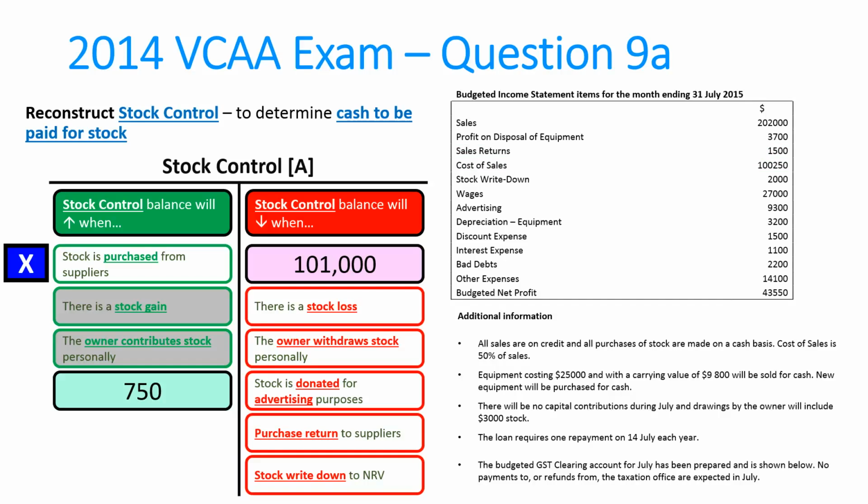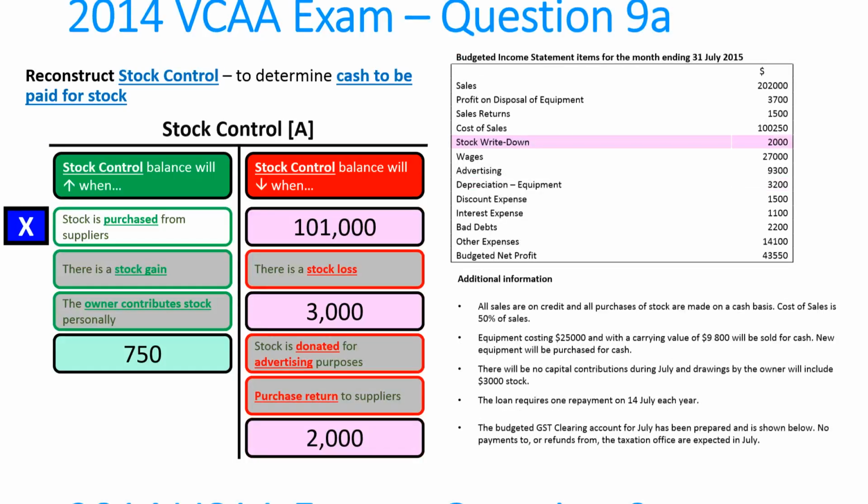Is there a stock loss? There's no mention of one, so we'll skip that one. Are there any drawings? It says here, drawings will be made by the owner, including $3,000 of stock. Are we going to donate any stock for advertising? It doesn't mention it. There is advertising, but it doesn't say whether any of it was stock. Is there a purchase return? There is not. And lastly, is there a stock write-down? There is, of $2,000. So now I have all my numbers.